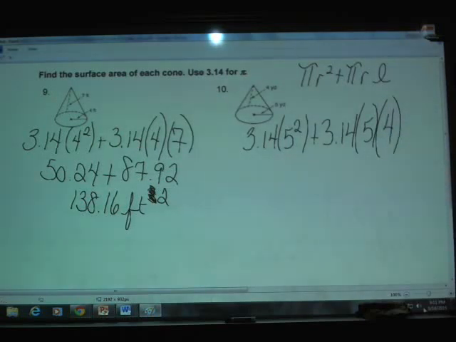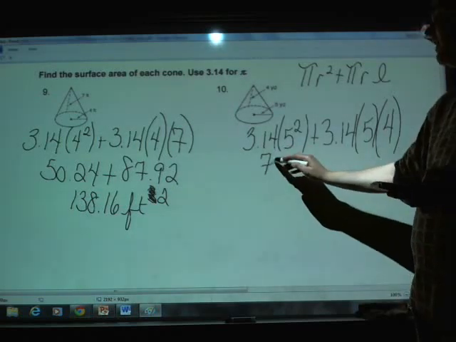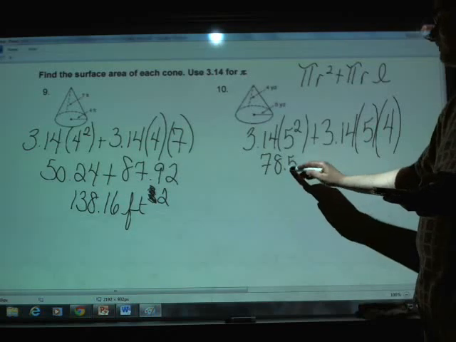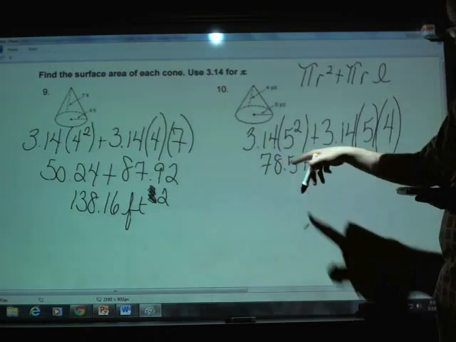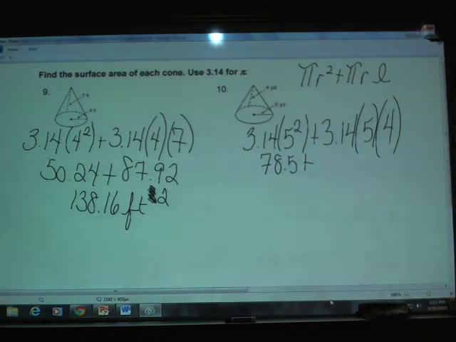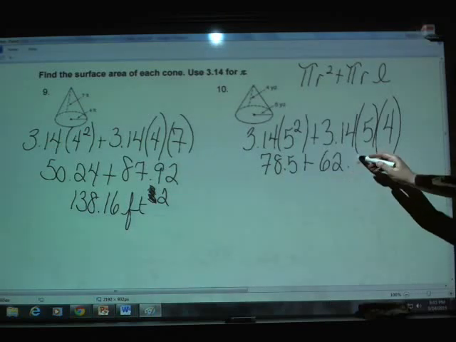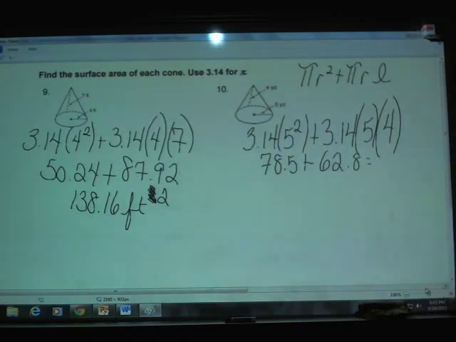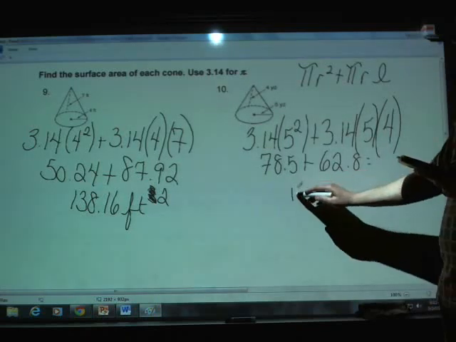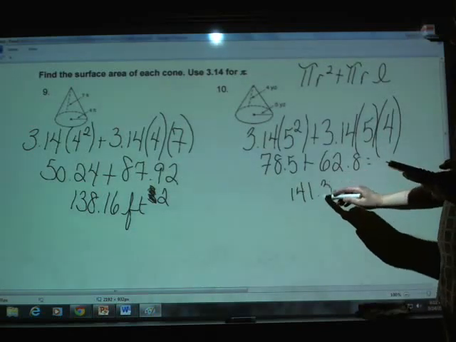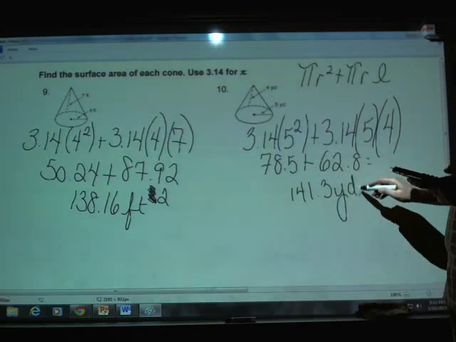3.14 times 25 on the left side using order of operations. 78.5. 5 squared, 5 times 5 is 25, times 3.14 gave me 78.5. Right side, that's going to be the same as 20 times 3.14. I came up with 20 by doing 5 times 4, and that's going to be 62.8. And I'm going to add those together, and that's going to give me 141.3. That's going to be yards squared.